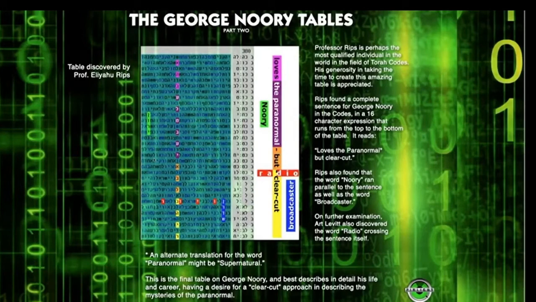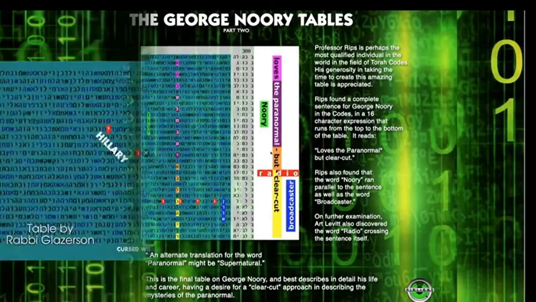And what's interesting is that Professor Rips found a whole sentence about George using George's name. It says, loves the paranormal, but clear-cut. That's basically George Norrie. I know George personally, and that's the way he is. He's very clear-cut about it. Crossing that sentence is the word radio, and then parallel to it is the word broadcaster, and Norrie is in green. I mean, it's quite amazing.